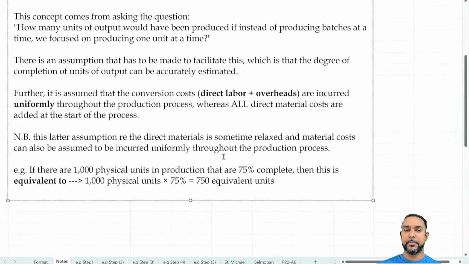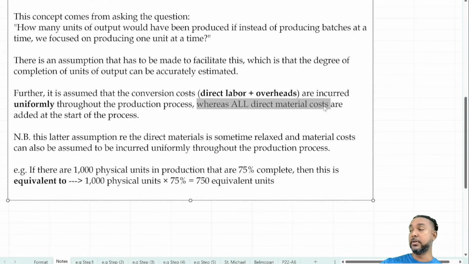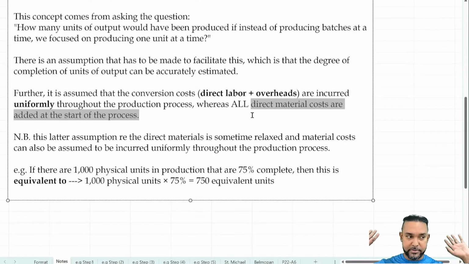Now, a couple of other assumptions. We assume that conversion costs, that is direct labor and overheads, are incurred uniformly throughout the production process. They're called conversion costs because they are the cost to convert raw materials into work in process and ultimately finished units, all right? The materials costs, however, are assumed to be added all at the start. We put all materials at the start.